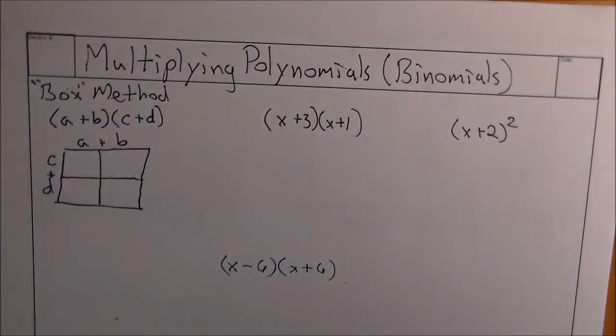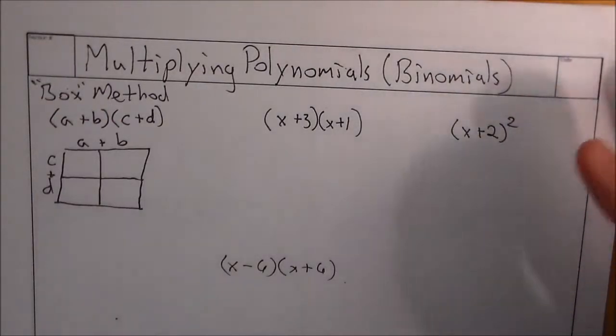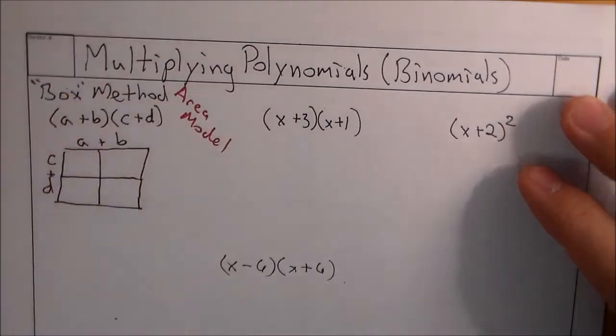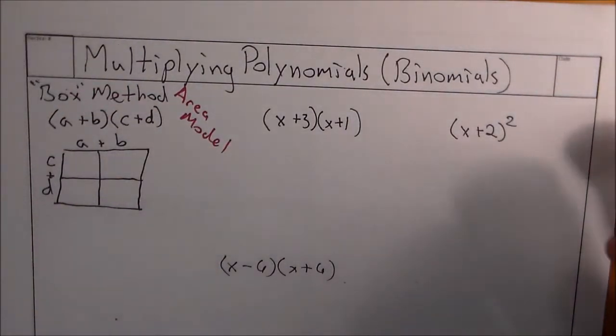When we look at multiplying polynomials, to start with binomials, we're going to use this idea called the box method, which is also known as the area model. So let's start out with two binomials. So I have a plus b times c plus d.